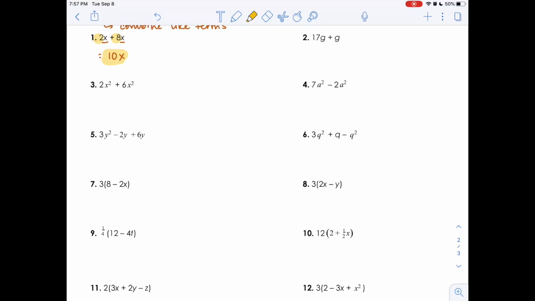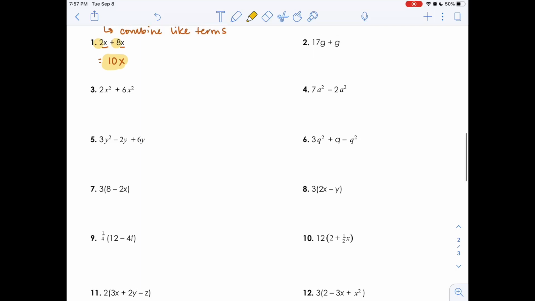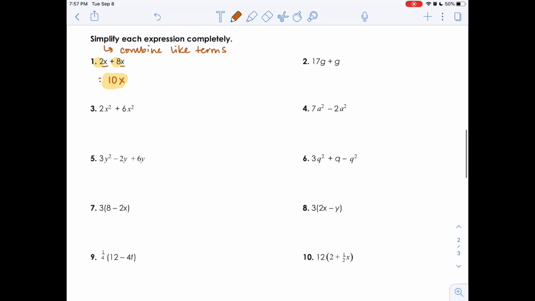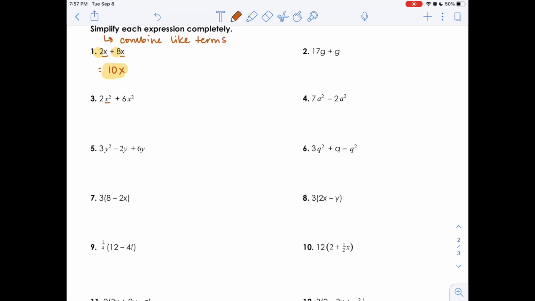Going to take a look at number 3 now. 2x squared plus 6x squared. So once again, you want to check the base and the exponent. Here I have x squared and x squared. These are like terms, so I'm going to add these coefficients together. 2x squared plus 6x squared gives me 8x squared.